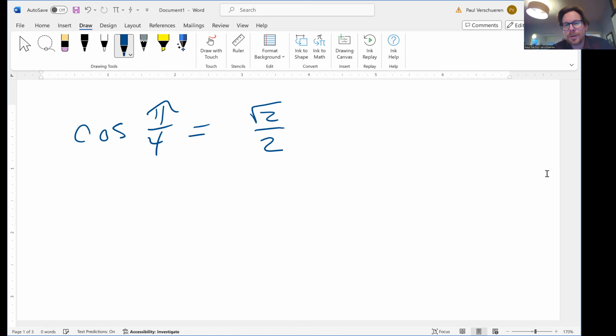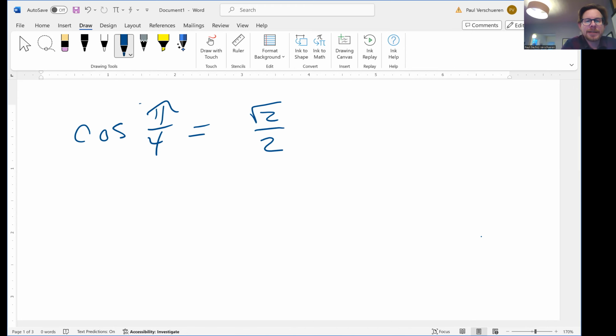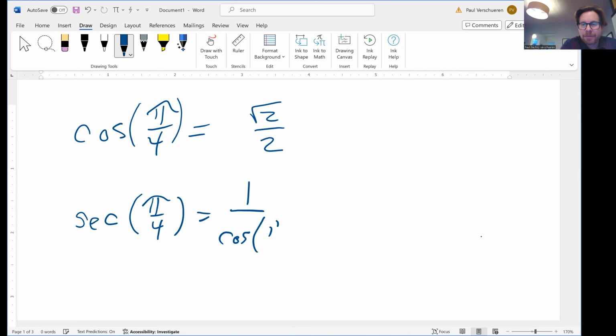Something you're introduced to in 5.4, which comes up next week, is that there are inverse functions, and essentially the secant function is the inverse of the cosine function. So secant of pi over 4 is equal to 1 divided by the cosine of pi over 4. And in this case, it would be 1 divided by the square root of 2 over 2, right? Okay.